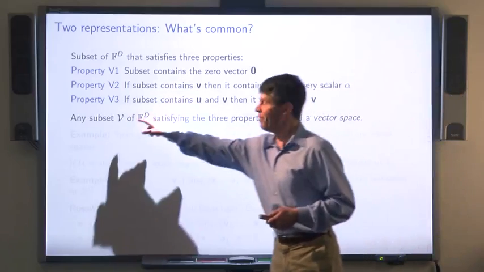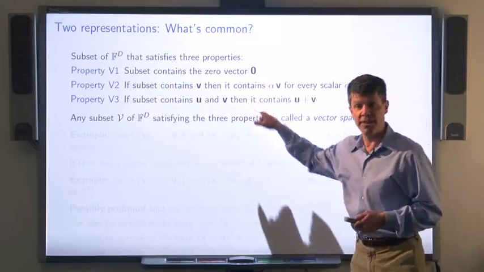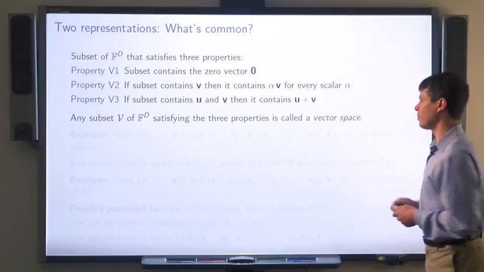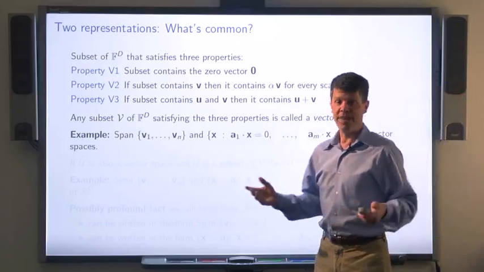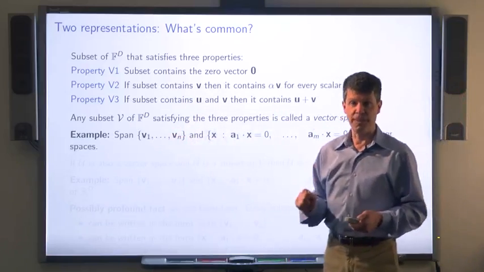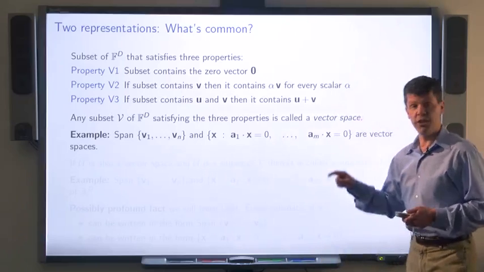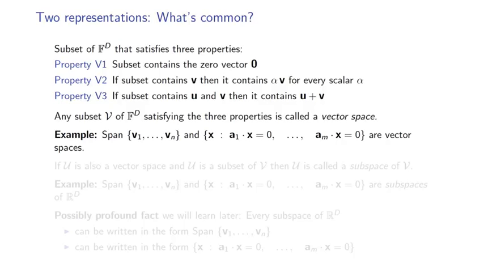Any subset big V of F to the d satisfying these three properties is called a vector space. So, for example, we've shown that for any vectors v1 through vn, the span of those vectors is a vector space. And for linear equations, a1 dot x equals 0 up to am dot x equals 0, the solution set of all these linear equations is a vector space as well.